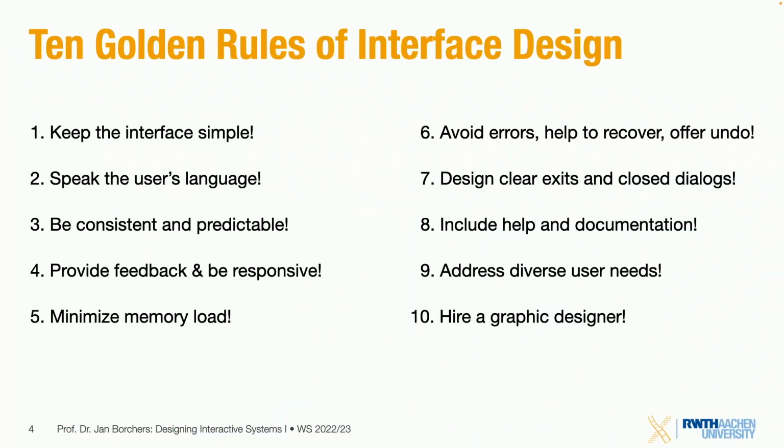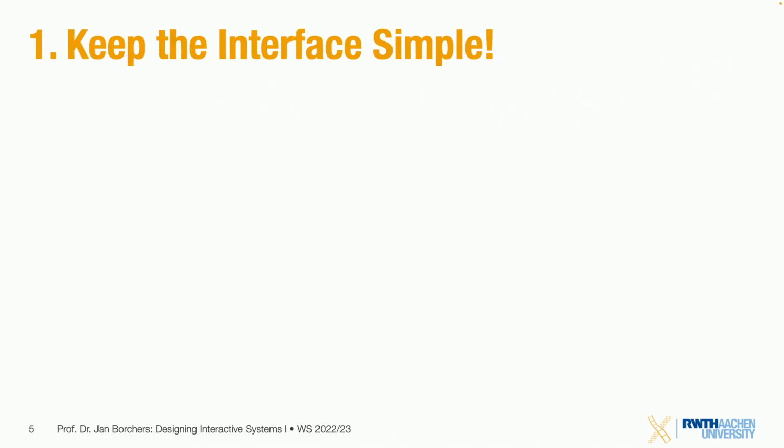Okay, so on to the 10 golden rules. I'm going to throw them up here just to give you an idea. This is what we're going to talk about today. These rules go from things that are pretty clear, like keeping the interface as simple as possible, all the way to things that maybe aren't quite so clear, like clear exits and closed dialogues. That's maybe a little bit of a confusing one. So we're going to look at each of these in turn, starting with, of course, keeping the interface simple.